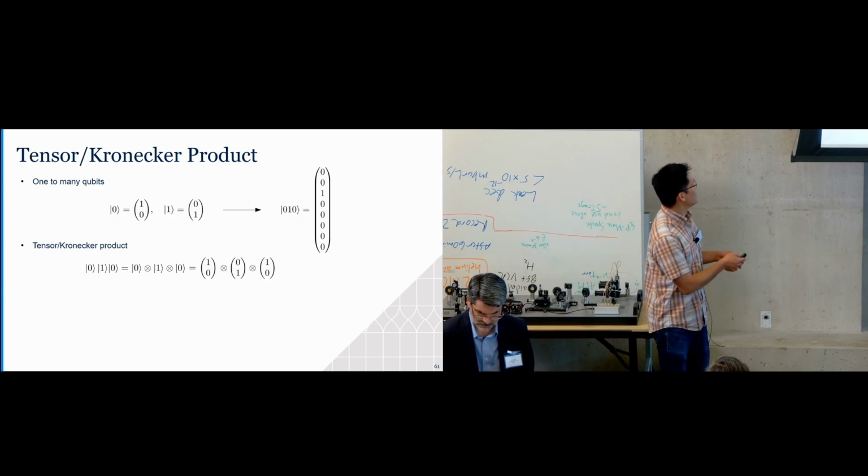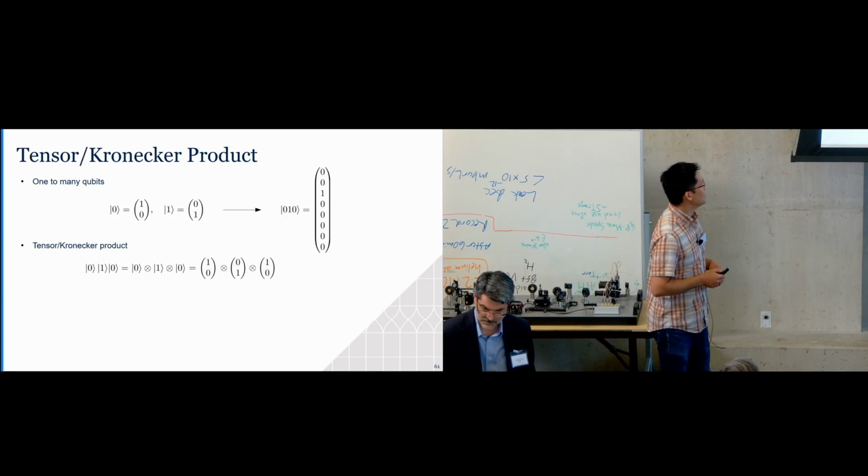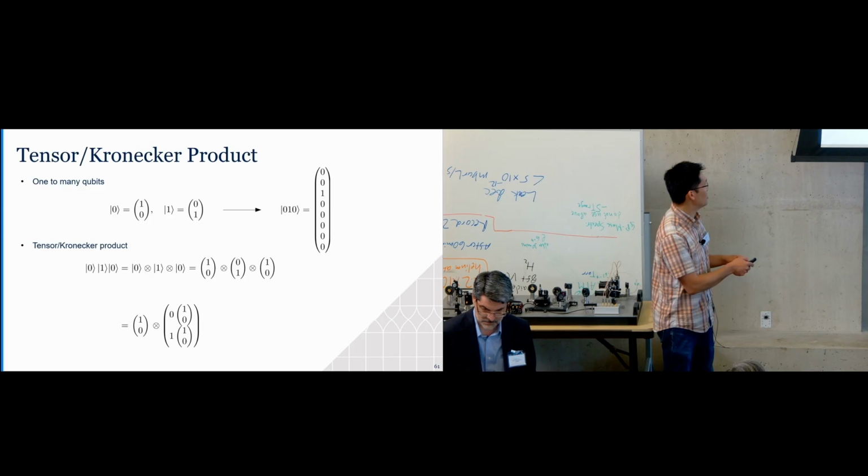And so this is going to be 0 is 1, 0. Tensor 1 is 0, 1. Tensor 0 is 1, 0. And the way that you do this Kronecker product is, if we just focus on these two right now, you take this 0 and you multiply it by 1, 0. And you take this 1 and you multiply it by 1, 0. So it looks like this. So again, you have 0 times 1, 0, and 1 times 1, 0.